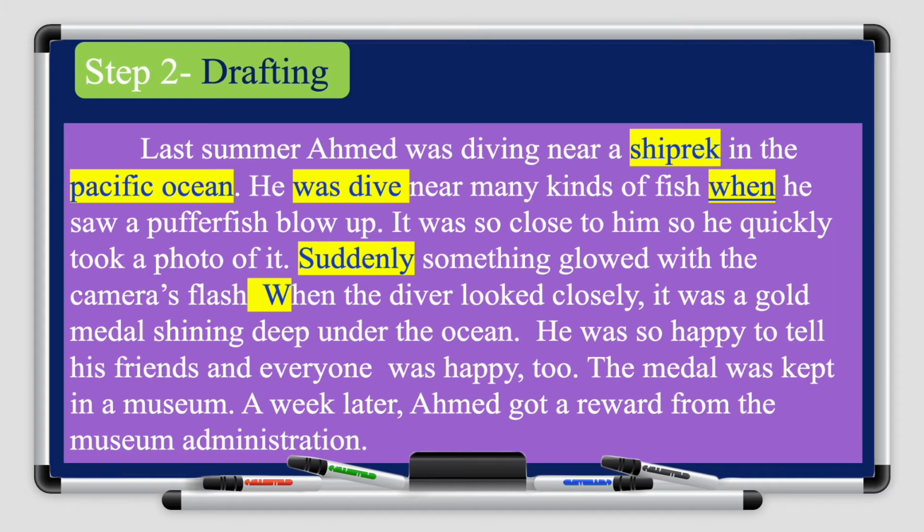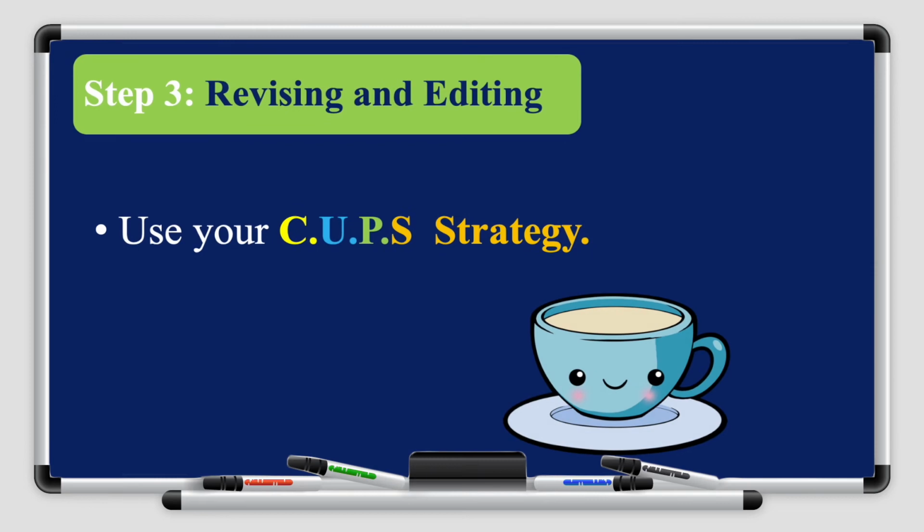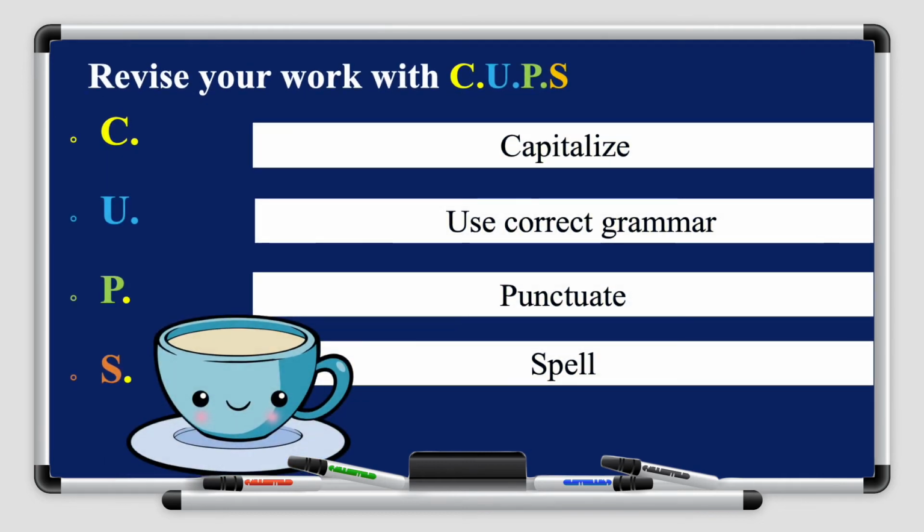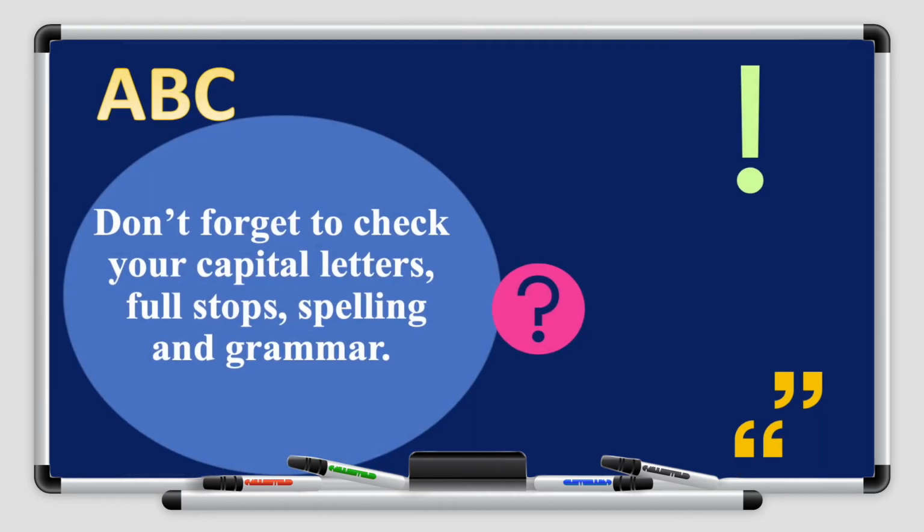He was so happy to tell his friends, and everyone was happy too. The medal was kept in a museum. A week later, Ahmed got a reward from the museum administration. So now it's time for you to pause the video in order to use the CUPS strategy, where you're going to C, check for capitalization, U, use correct grammar, P, punctuate correctly, use capital letters and full stops, S for your spelling. So don't forget to check your capital letters, your full stops, and your grammar.